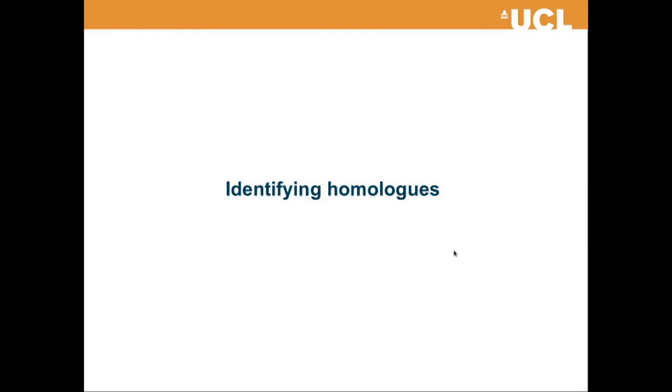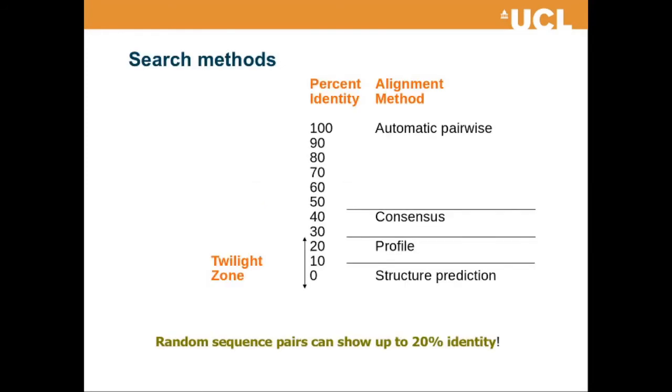Let's move on now to identifying homologues. The method that's used for doing identification of homologues depends very much on how distant the homologue is that we're trying to find. So when we're looking for things with fairly high sequence identity, automatic pairwise approaches of the sort that I've mentioned, with just doing sequence alignment, are perfectly fine. When we get to somewhat lower sequence identities, using a consensus approach is more sensitive.